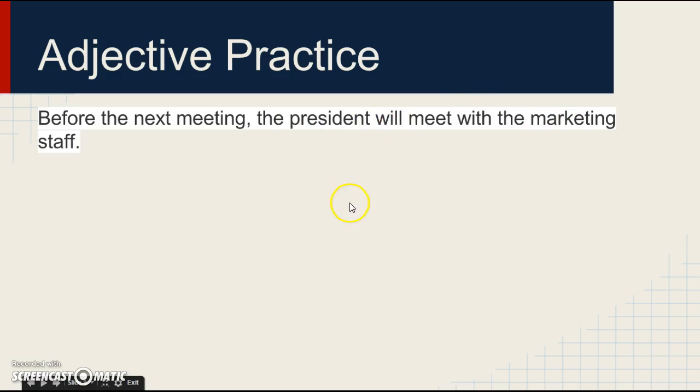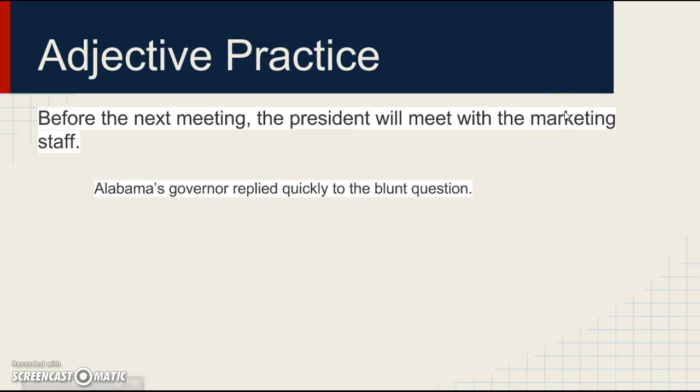And then I keep going. I see the word staff as another noun. What kind of staff? Marketing. So marketing would be our adjective because we found the noun of staff, asked ourselves what kind or how many, and that would be marketing. So marketing is our only adjective in this sentence.